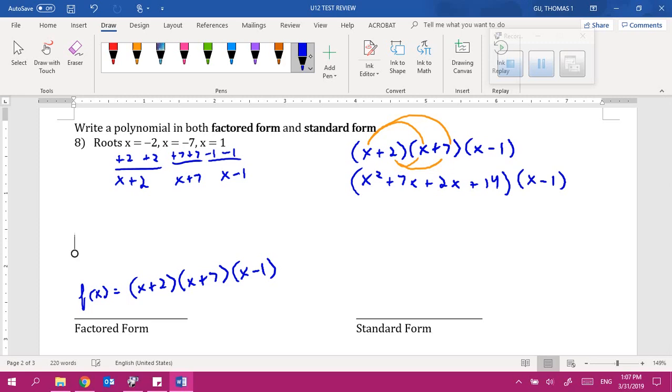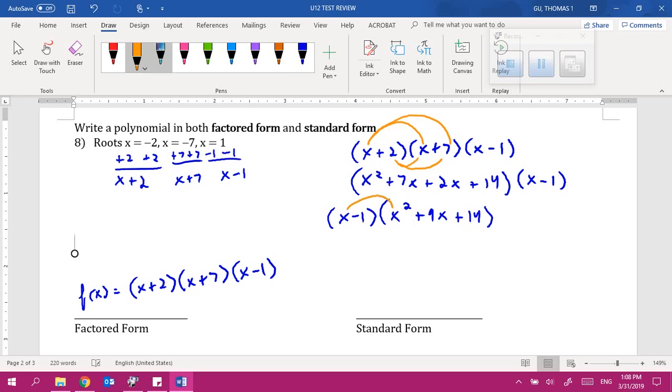All right, let's combine the like terms inside this first set of parentheses. It's going to combine to x squared plus 9x plus 14. And then we got the x minus 1 at the end. Now we have to multiply these two together. So first, I'm going to move the x minus 1 to the beginning because I just like seeing it like that. There we go. So let's multiply them out.